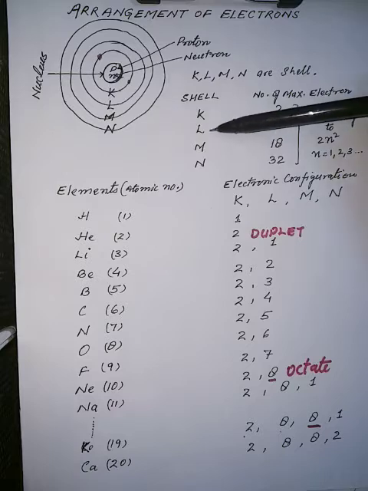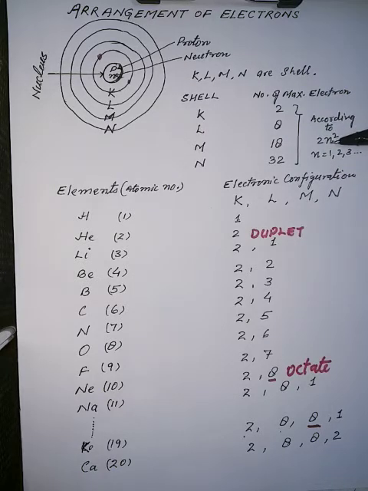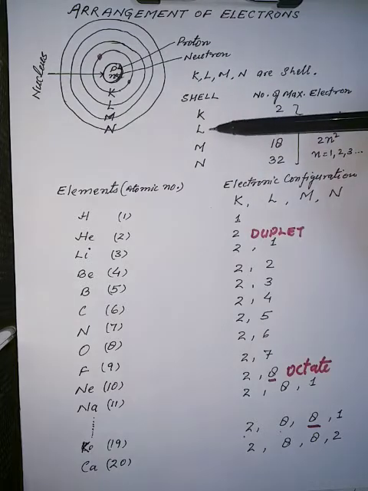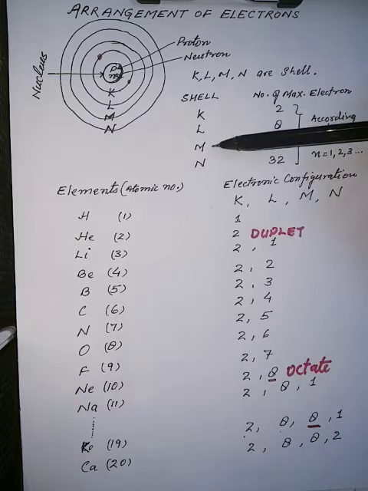In the L shell, that is the second shell, if you write the value of n as 2, so 2 into 2 square, 4 times 2, it will be 8. So 8 electrons we can put in the L shell, which is the maximum capacity of the second shell. In the third shell, the maximum capacity is 18 according to the same formula. In the N shell, the fourth shell, the maximum capacity is 32 according to the same concept of maximum electron capacity.